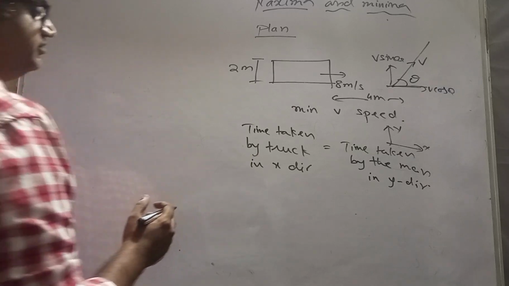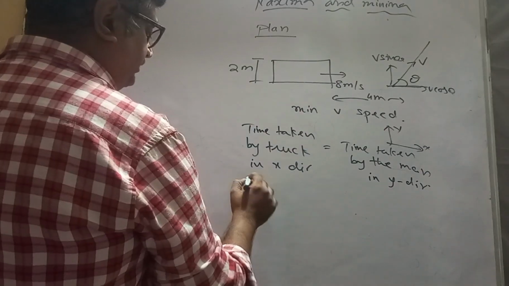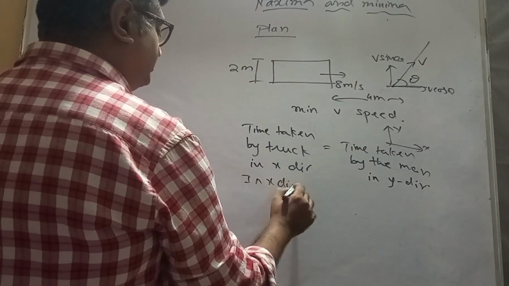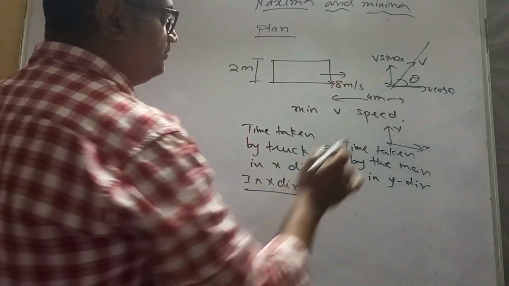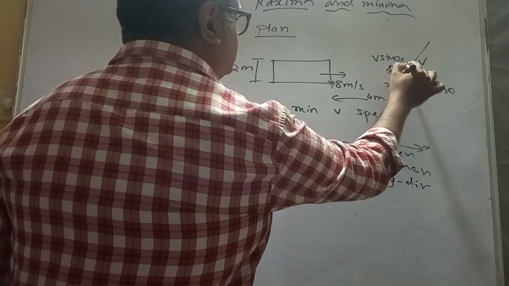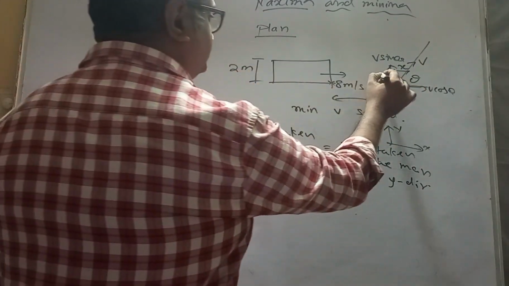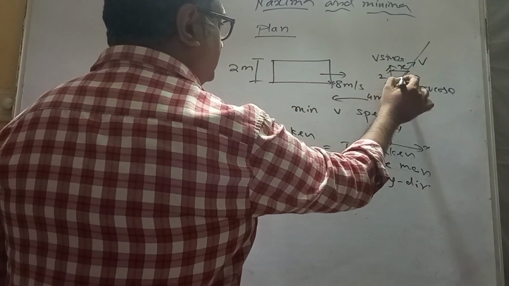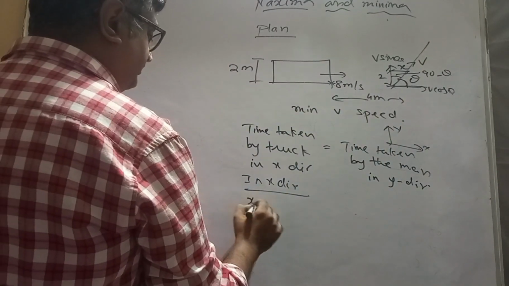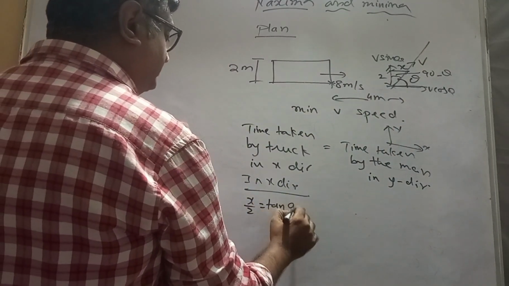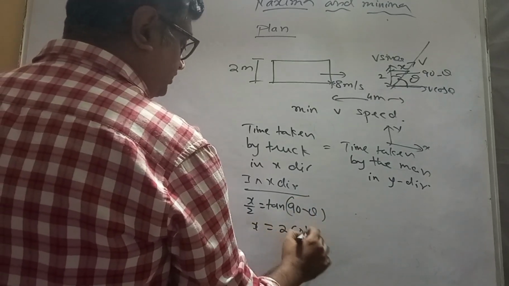So we need to find out what is the distance traveled by the truck in x direction. This truck has to cover this 4 meters and he has to cover this x distance also. So let us calculate this x. The width of the truck is given as 2 meters. In this triangle, this angle is theta, so this angle is 90 minus theta. So we can write x by 2 is equal to tan of 90 minus theta, which gives x is equal to 2 cot theta.